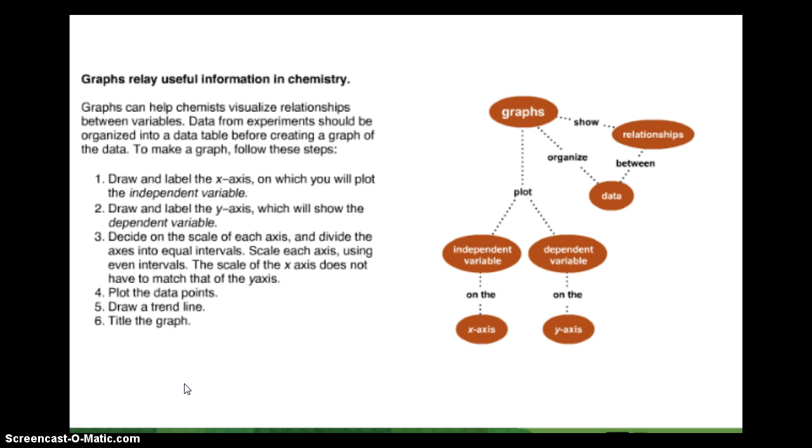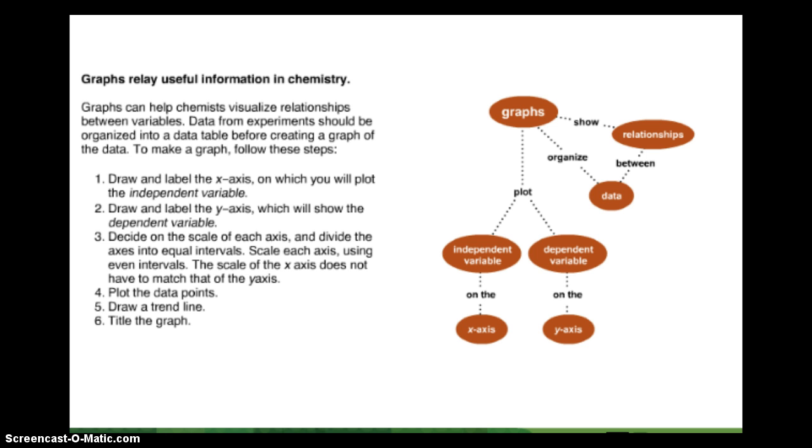The scale of the x-axis does not have to match that of the y-axis. 4, plot the data points. 5, draw a trend line. 6, title the graph. Graphs show relationships between data. Graphs organize data. Graphs plot the dependent variable on the y-axis. Graphs plot the independent variable on the x-axis.